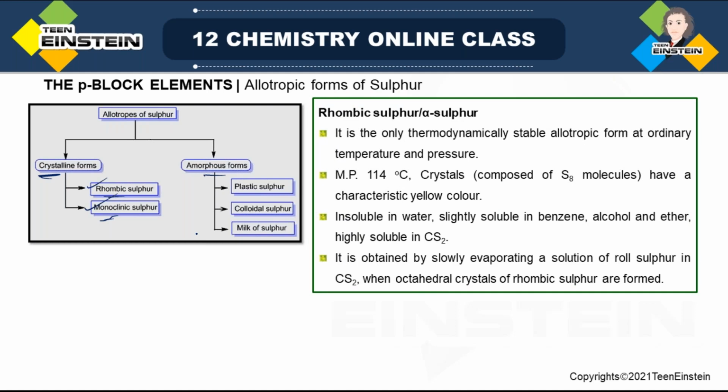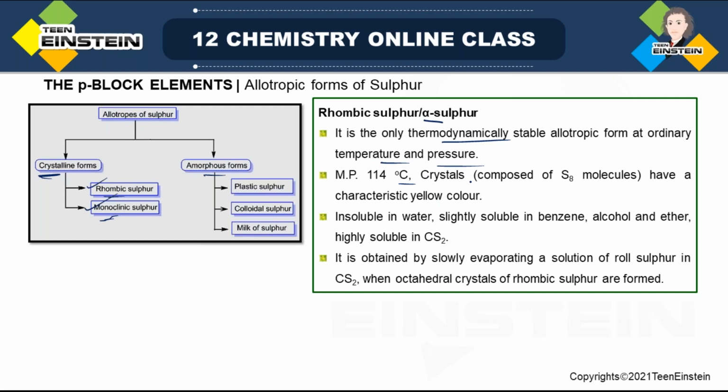So the first type that we'll discuss is rhombic sulfur. It is also known as alpha sulfur. You should know both names, because if a question uses the term alpha sulfur, you will not be able to recognize it otherwise. It is the only thermodynamically stable allotropic form. From the thermodynamic point of view, it is the most stable under ordinary temperature and pressure.